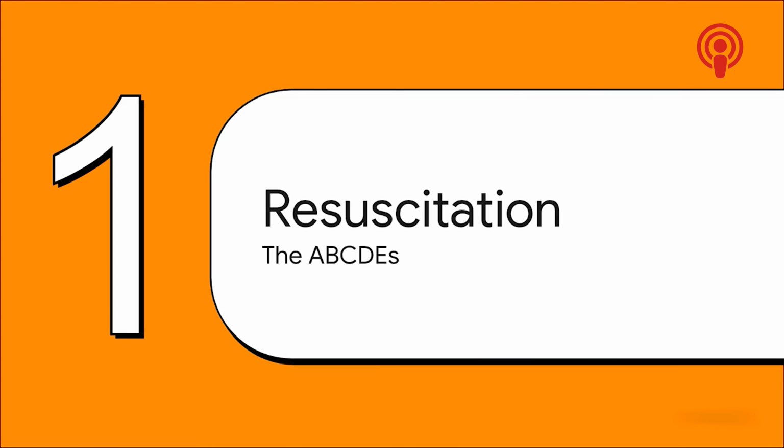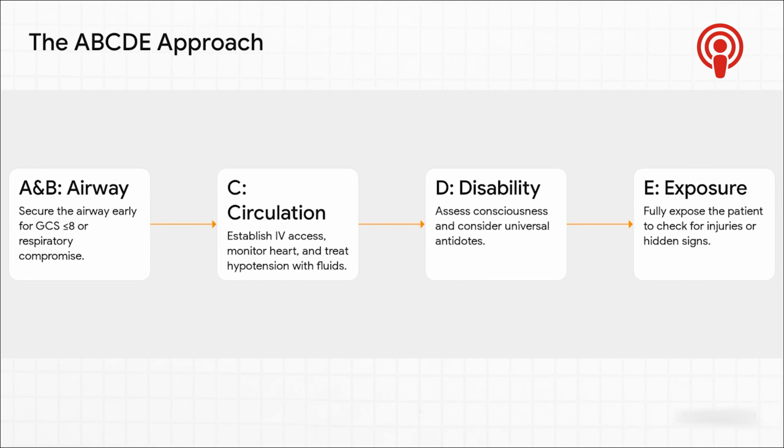Okay, so how do we bring order to that chaos? We fall back on a framework that always works, the ABCDEs of resuscitation. It's a simple, systematic way to make sure we tackle the most life-threatening problems first. In toxicology, believe me, this structured approach is your absolute best friend. Let's quickly run through it.